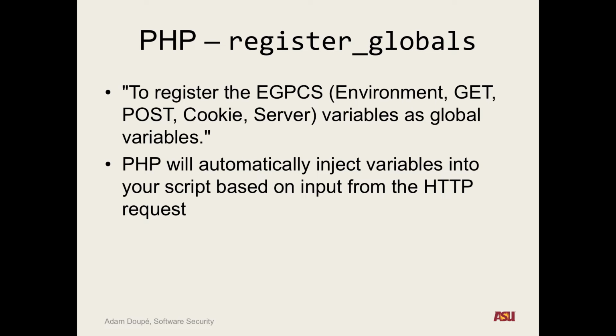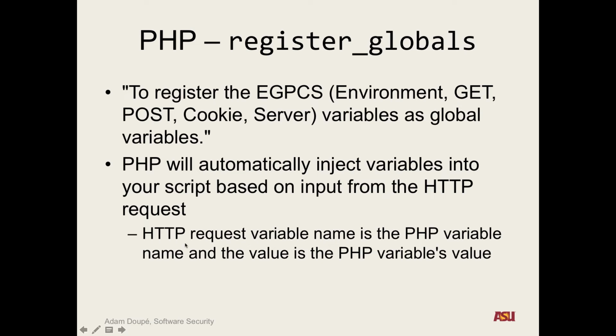So think about what's happening: PHP is automatically injecting variables into your script and the scope of your script based on input from the HTTP request. So the HTTP request variable name, the key value pair, is the PHP variable name, and the value is the PHP variable's value, right? So where do the values come from?